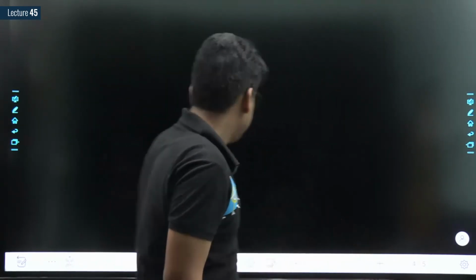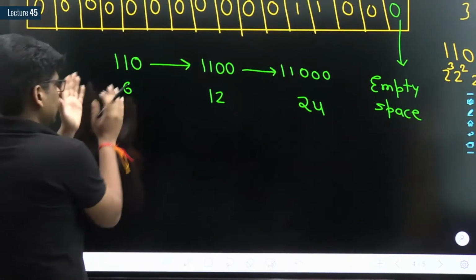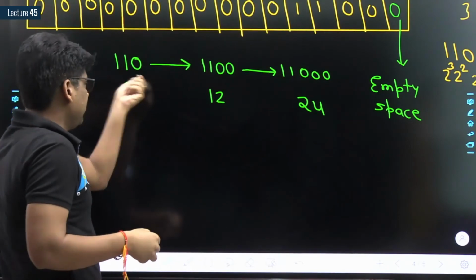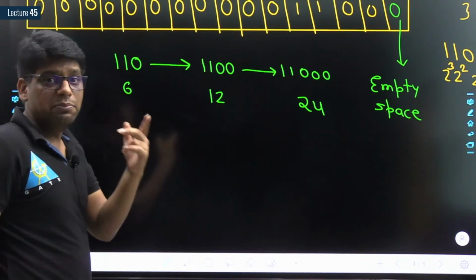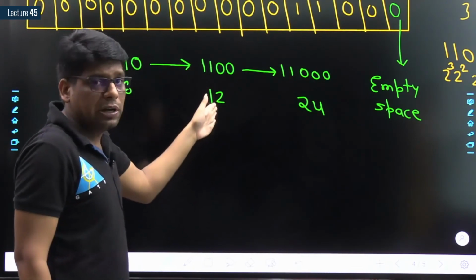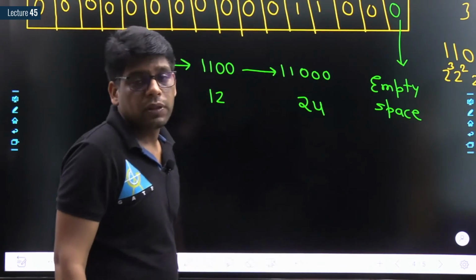When we are left shifting a positive number, a 0 is appended. But what is happening if I append a 0? The value becomes double. So if it is a 6 and you left shift it one time, the value becomes 12. If it is 12 and you left shift it one time, the value becomes 24.